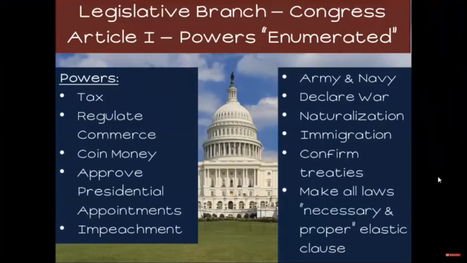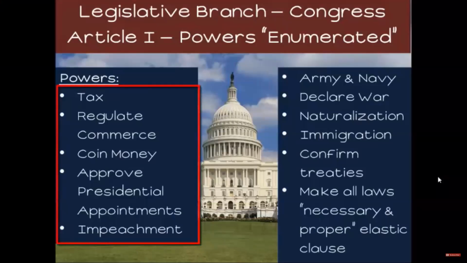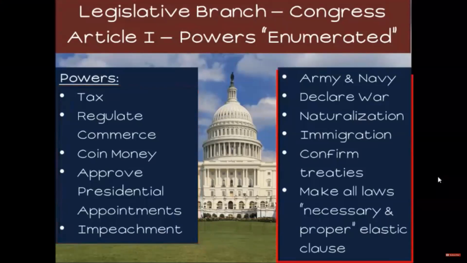Congress has the power to tax, regulate commerce or trade, coin money, approve presidential appointments, impeach or remove from office the president or judges, support the Army and Navy, declare war, make the rules of naturalization and immigration, confirm treaties, and make all, quote, necessary and proper laws, which we call the Elastic Clause.